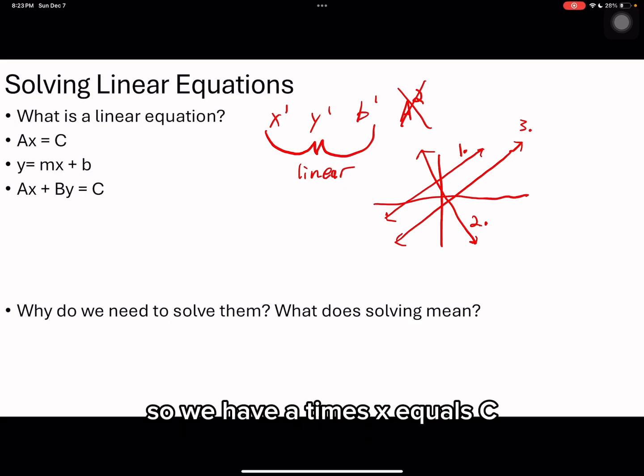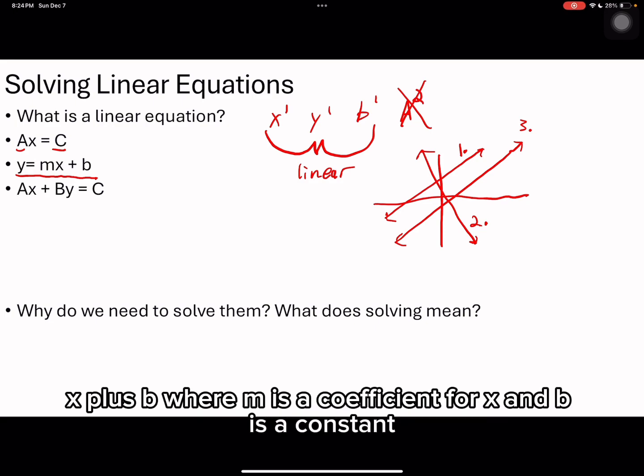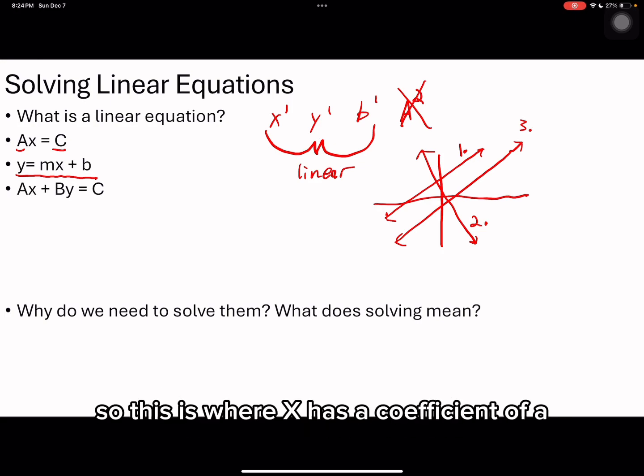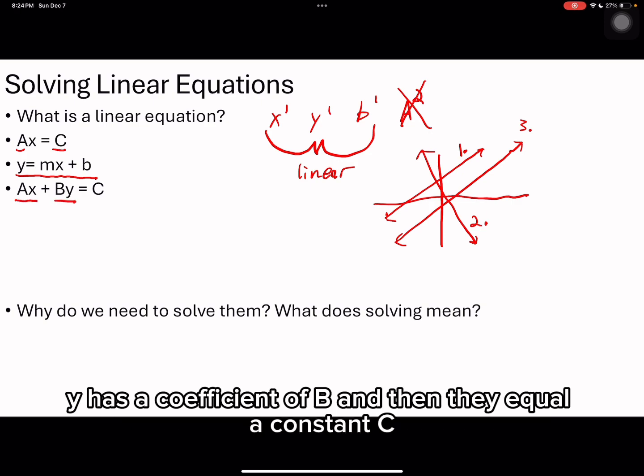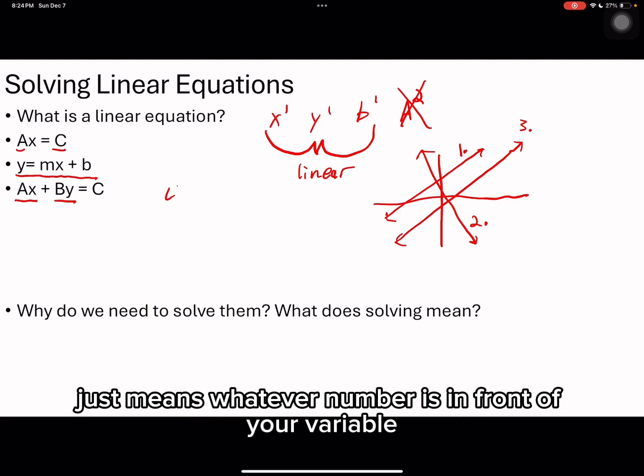So we have a times x equals c, so x is our variable, a is a coefficient, and c is a constant. We have our standard slope-intercept form of a regular line, so y equals mx plus b, where m is a coefficient for x and b is a constant. And then we have an example of an equation being rearranged. So this is where x has a coefficient of a, y has a coefficient of b, and they equal a constant c. And coefficient, by the way, just means whatever number is in front of your variable.